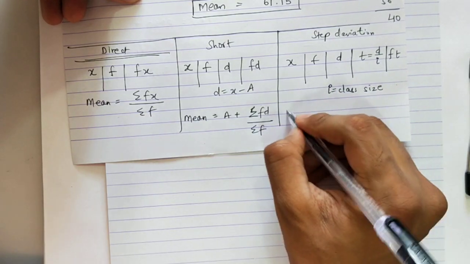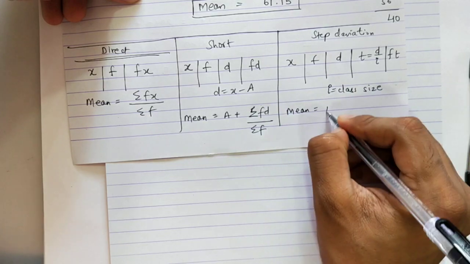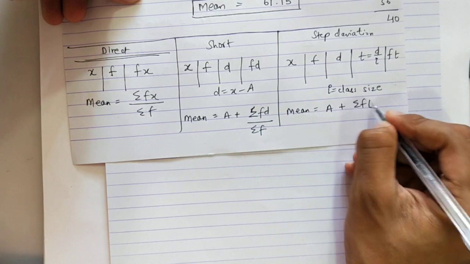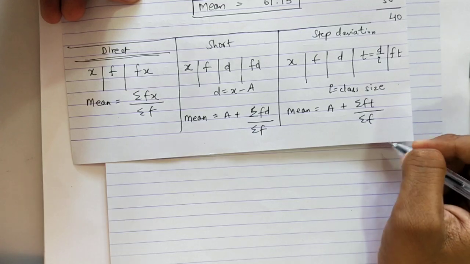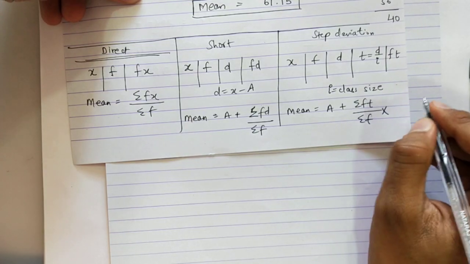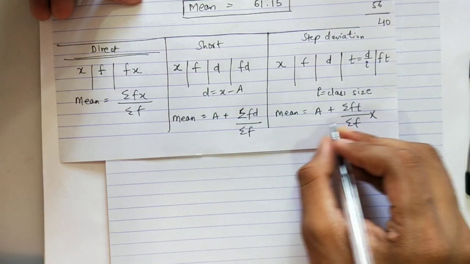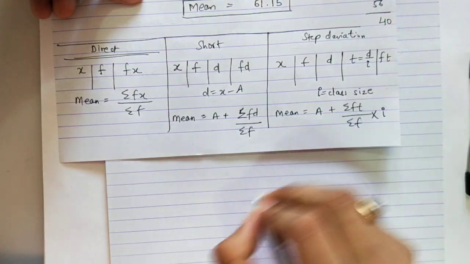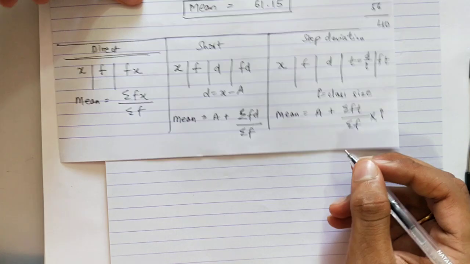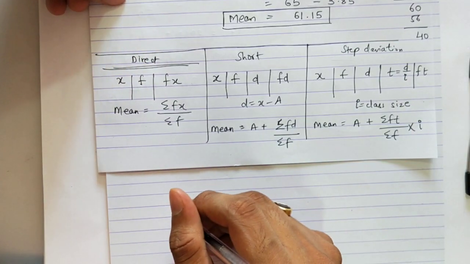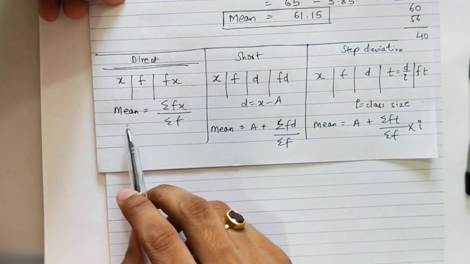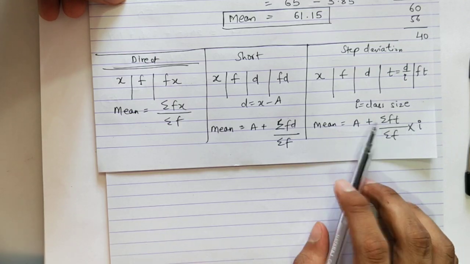Okay, and the formula for mean is a plus summation of ft upon summation of f into I. Correct? Where I is class size. Okay, so these are the 3 methods which we have done.